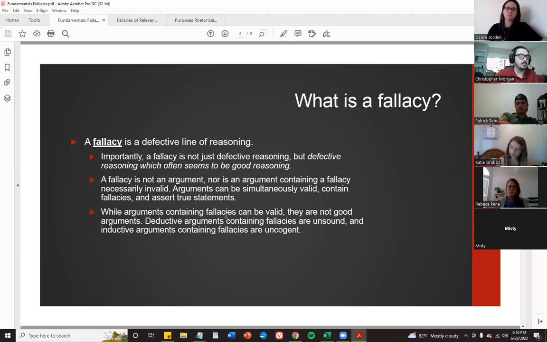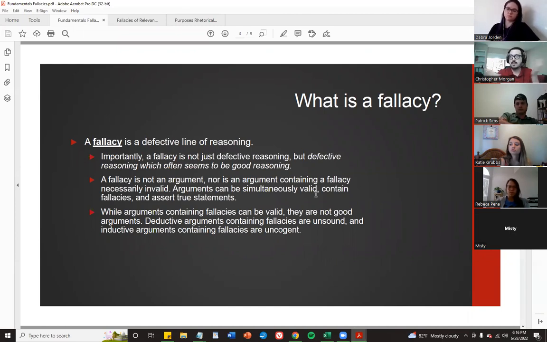And this is, like I said, where things get a little bit confusing. Arguments can be valid, they can contain fallacies, and they can assert all true statements. Just because an argument contains a fallacy doesn't mean that those statements are false. So one of the fallacies we'll look at is called missing the point, non sequitur. And a feature of the non sequitur is just that the conclusion doesn't follow from the premises. All the premises could be true. The conclusion itself could be true. It's just that these do not point to this. Right. And that's what makes it a fallacy.